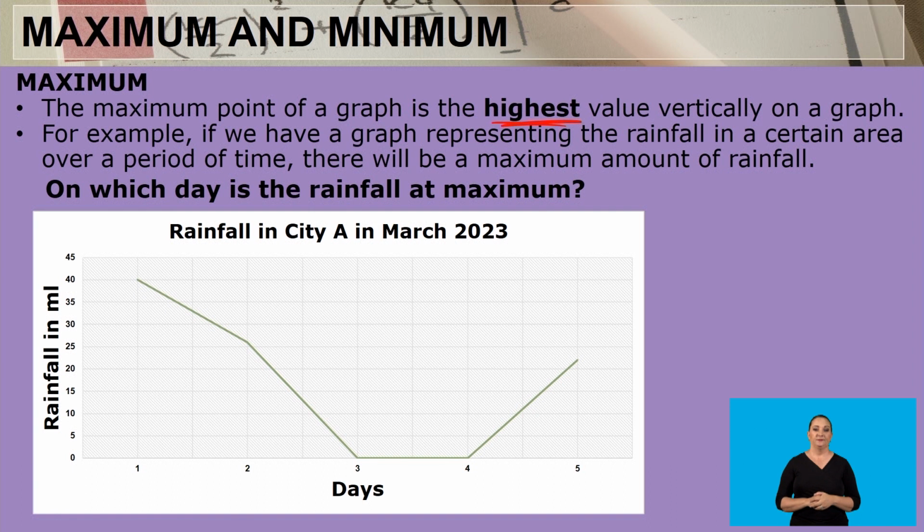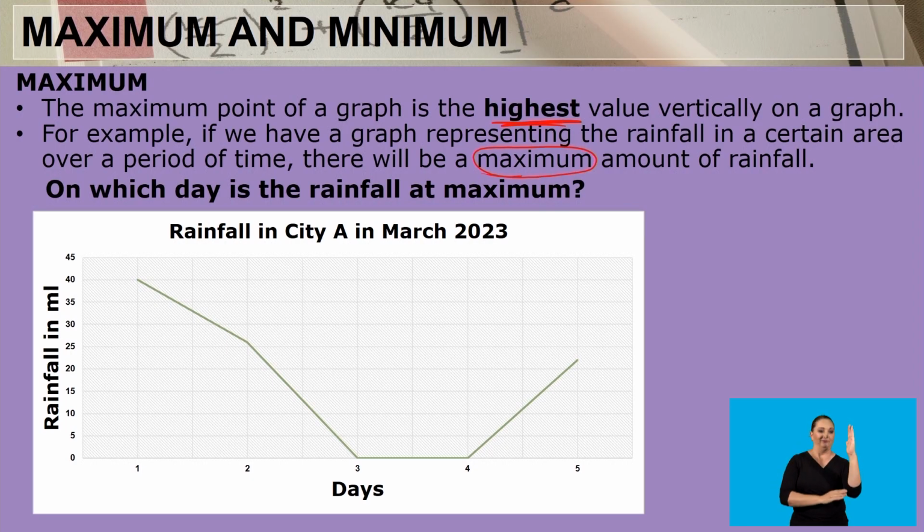So for example, if we have a graph representing the rainfall in a certain area over a period of time, there will be a maximum amount of rainfall. So on which day is the rainfall at a maximum? Let's look at our graph there. We can see that on the vertical values, we have the rainfall in milliliters. So that is the amount of rainfall.